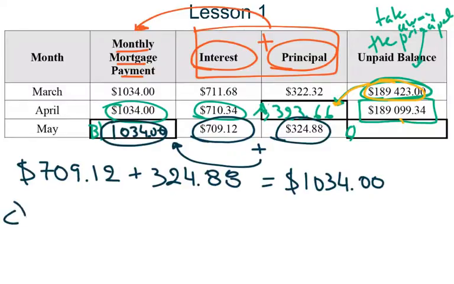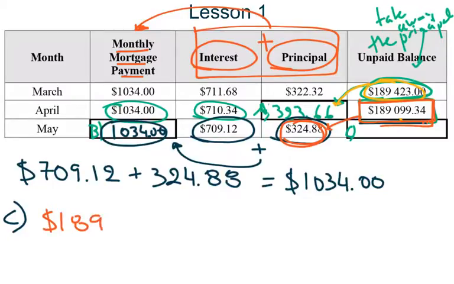And let's think about C now. This is the unpaid balance. The unpaid balance that I had before, which was right here, is now going to get decreased, but only by the principal amount. So this is what I need to take away. Only the principal amount is going to reduce the mortgage.